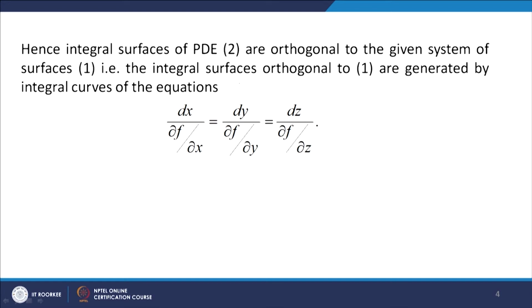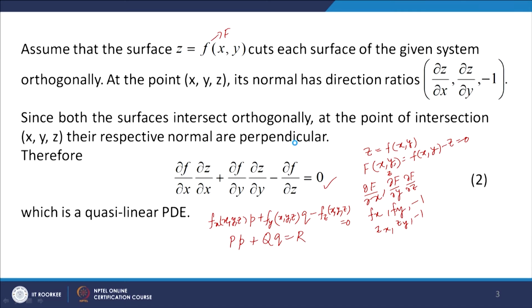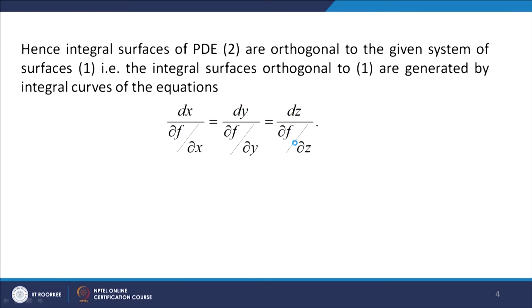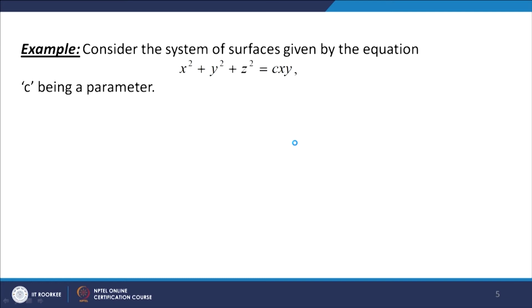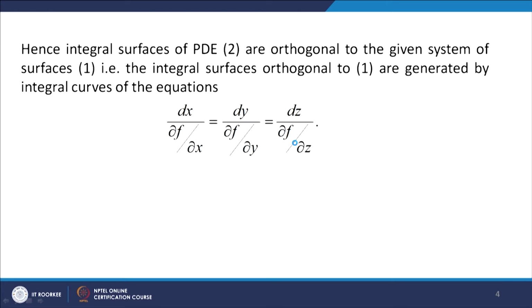Thus we can say the integral surfaces orthogonal to 1 are generated by the integral curves of the characteristic equations dx/f_x = dy/f_y = dz/f_z. This follows from the fact that this equation is a Cauchy linear PDE. Then we will solve this characteristic system to arrive at the integral surfaces that are orthogonal to 1.